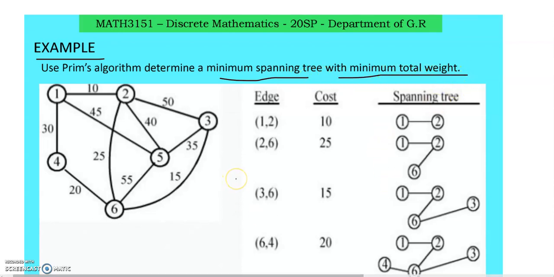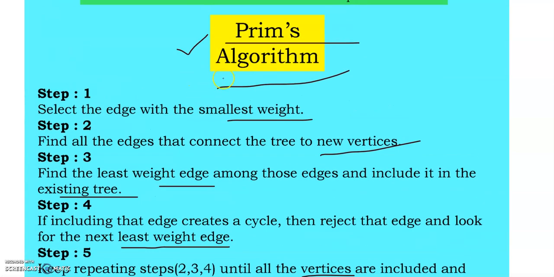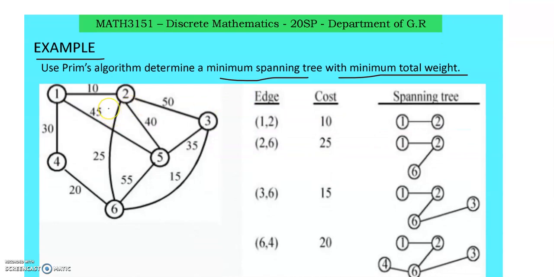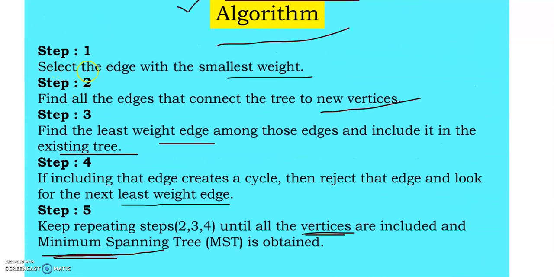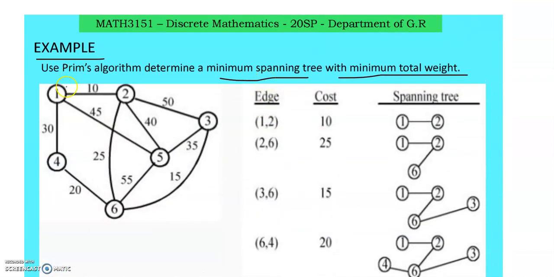Okay. Already we have seen we have 5 steps to apply Prim's algorithm. Now, we'll apply one by one. What is the first step? Select the edge with the smallest weight. Okay. Now, here, how many vertices? 1, 2, 3, 4, 5, 6 vertices. Okay. And how many edges? 1, 2, 3, 4, 5, 6, 7, 8, 9, 10.